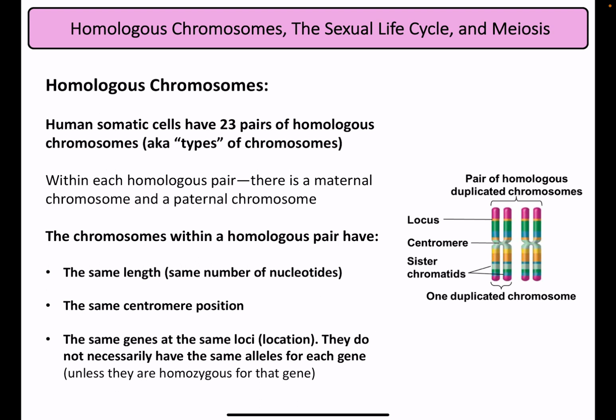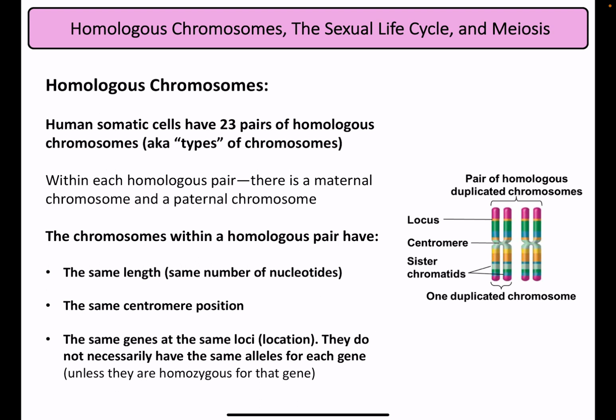So, for example, humans have 23 different types of chromosomes. There's number 1, 2, 3, all the way to 22, and then finally the sex chromosomes, X and Y. Now, if you were to look at just one of those types of chromosomes, for instance, chromosome number 1, within each of your somatic cells, you have 2 copies of chromosome number 1, as well as for 2, 3, and so on.